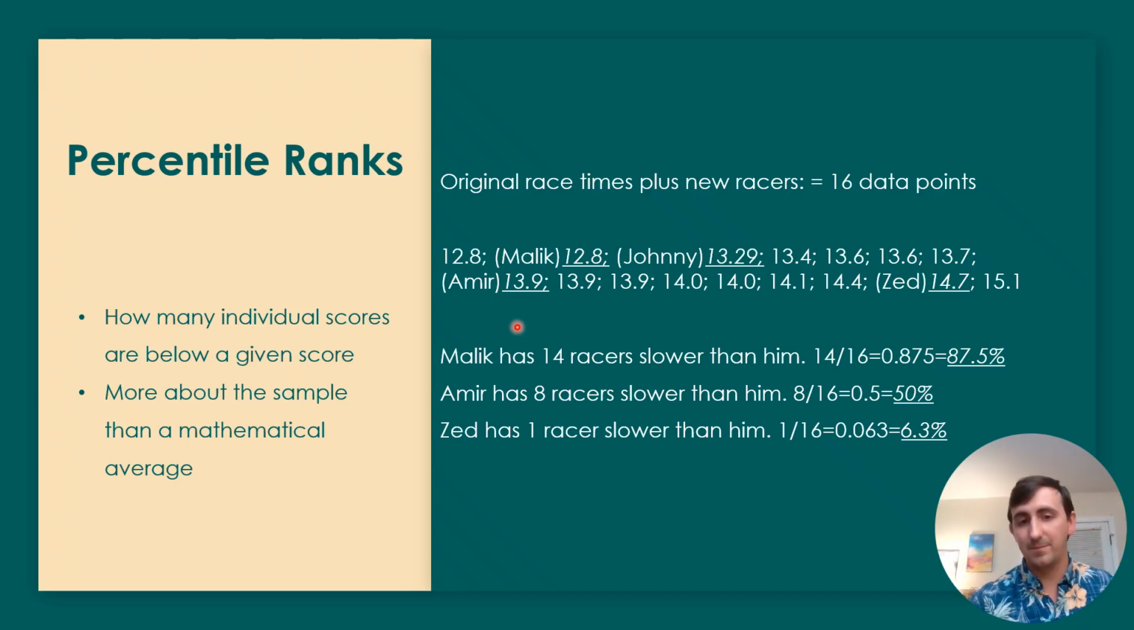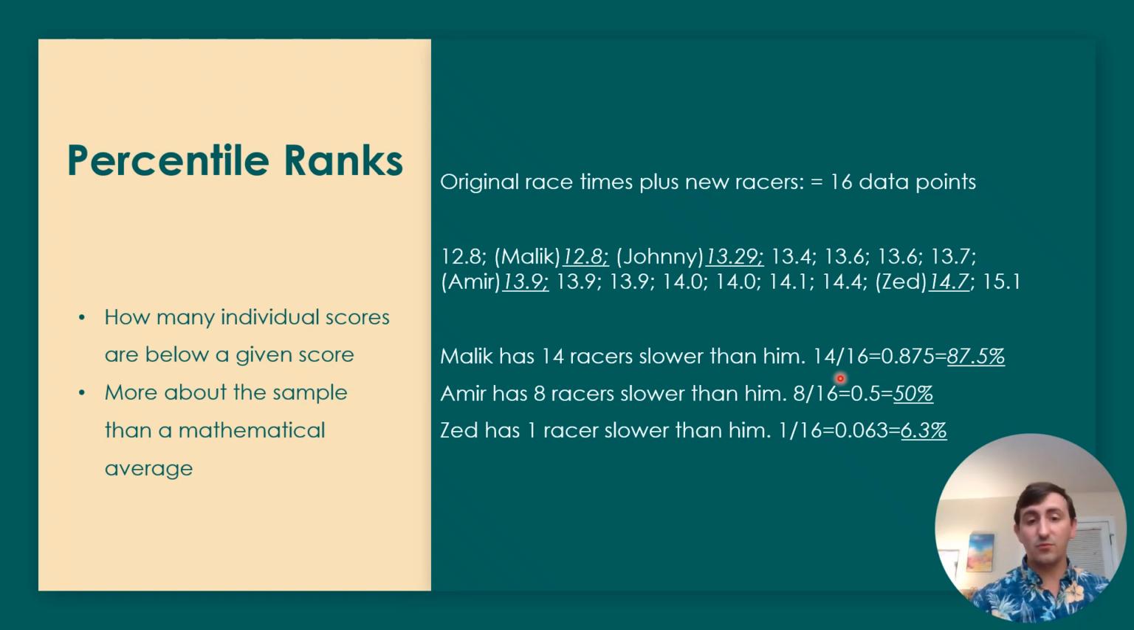Do some basic division and then you have a percentile, right? So let's start with Malik. Malik was a very fast racer. Malik actually tied or was very close to this other racer. That means there are 14 racers slower than Malik. Well, Malik has 14 racers slower, divided by the total number of data points, that's divided by 16. So 14 divided by 16 equals 0.875, and you turn that into a percentage. Malik scored in the 87.5%. Right, that's his percentile.